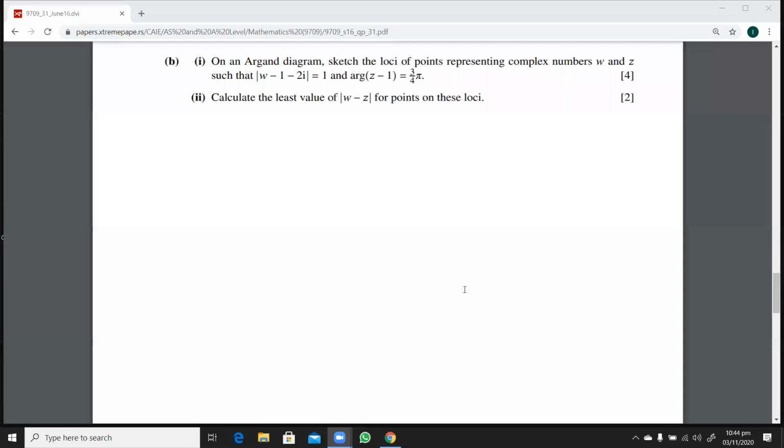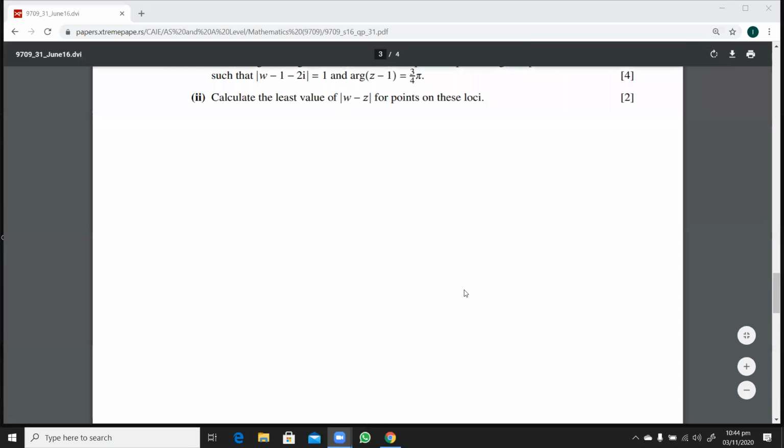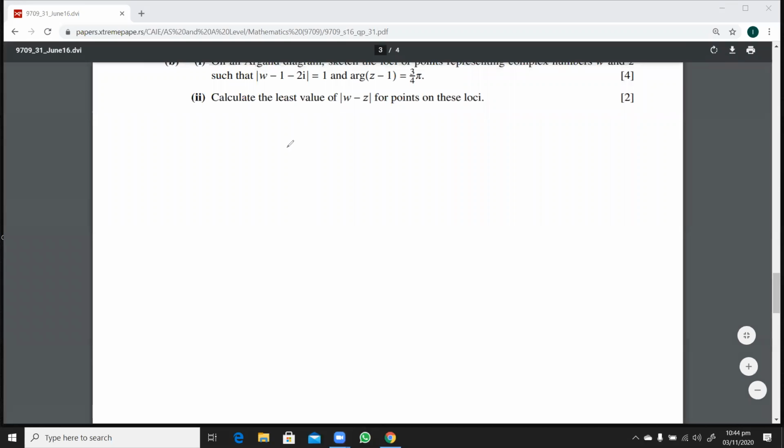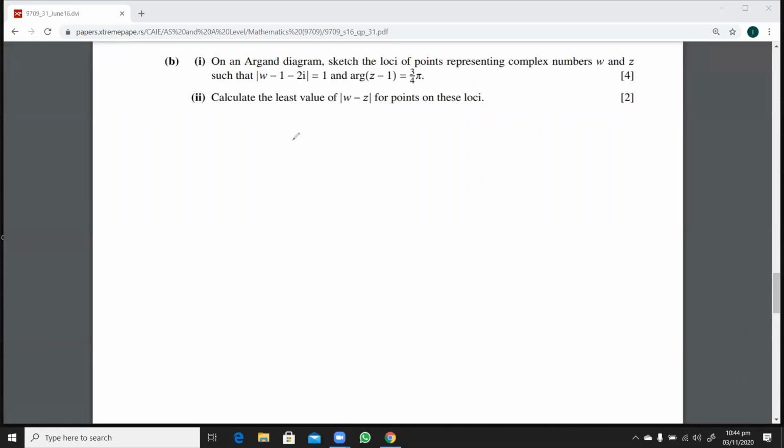Okay, now this is from June 16, the last question, last part. So we have to draw an Argand diagram. Please use rulers for this, and if you have a decent scale on it, you will find this easier to handle. So this is like this.